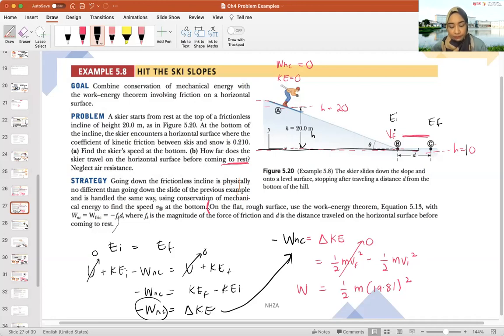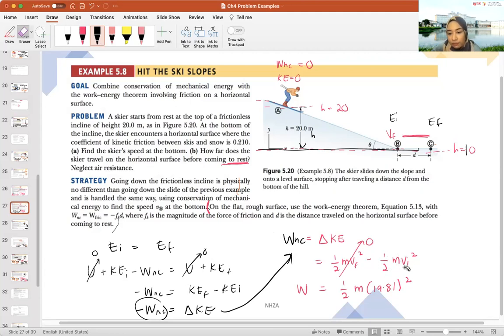Our U, excuse me, our U is 19.81 and our V is going to be 0 because it is going to come to a rest. So velocity dia akan berkurang sampai jadi kosong. So the work done must be negative. So this is why it's a negative, because we already know it's going to be negative. Okay, so kalau tak nak letak negatif ni pun tak apa.